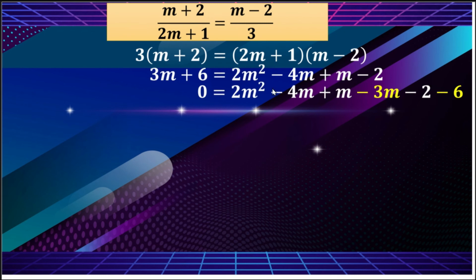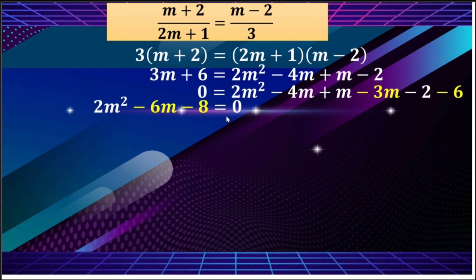Then simplify the like terms. We're going to copy 2m squared. For negative m, there is an invisible 1 here. So negative 4 plus 1 is negative 3. Minus 3 is negative 6m. Then for the constant, negative 2 minus 6, according to the law of addition and subtraction of integers, if same sign, we are going to add. So that is negative 8.